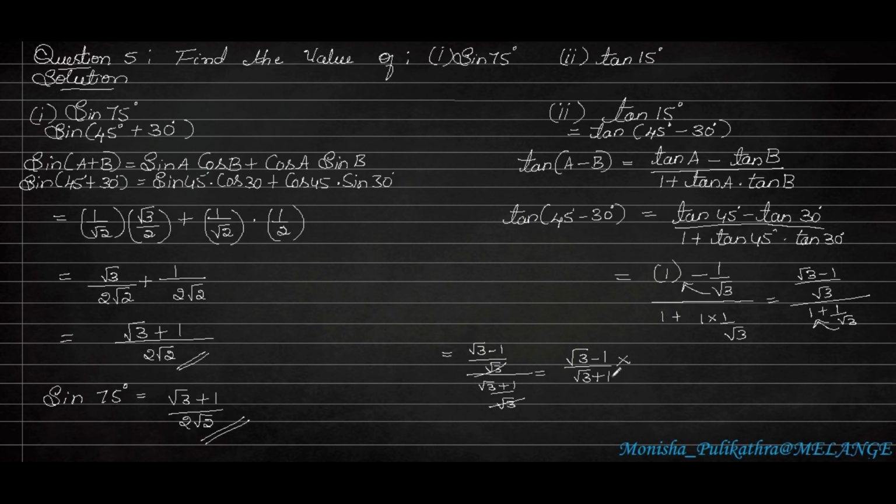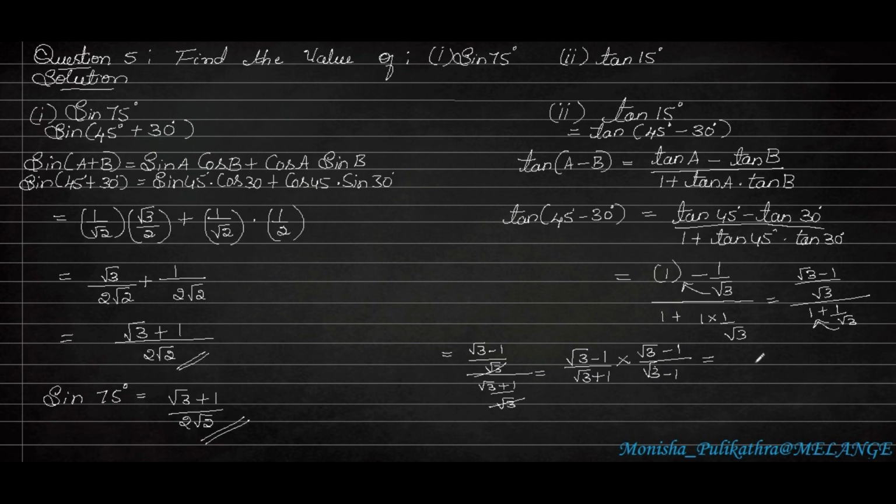Rationalization means we have to multiply and divide by a number related to the denominator. The denominator is root 3 plus 1, so we have to rationalize by using root 3 minus 1. We have to look at the denominator, not the numerator. Rationalization means we multiply and divide by the denominator with the sign changed. Here it is root 3 plus 1, so we rationalize by root 3 minus 1, that is multiplication and division by root 3 minus 1.